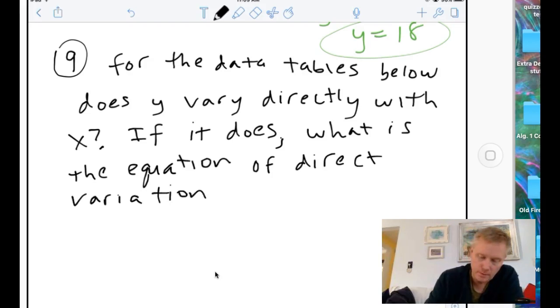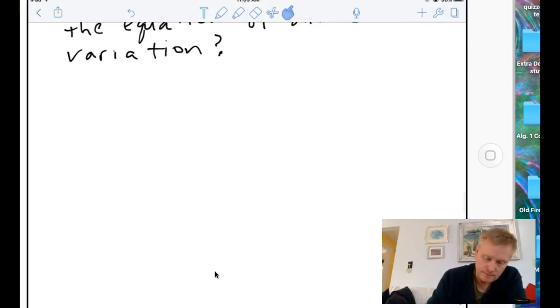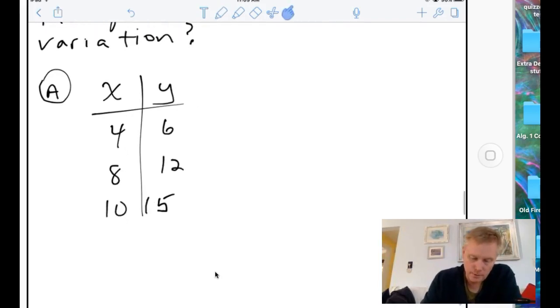Okay, so I got two tables. And A is this one. Here's my X, here's my Y, and I got 4, 8, 10, and over here in the Y column I got 6, 12, 15. Alright, so I'm going to do this one first.